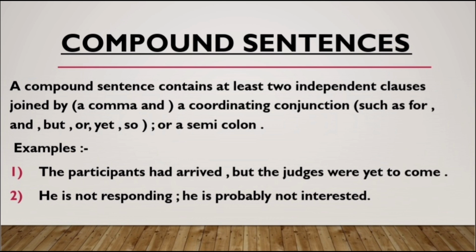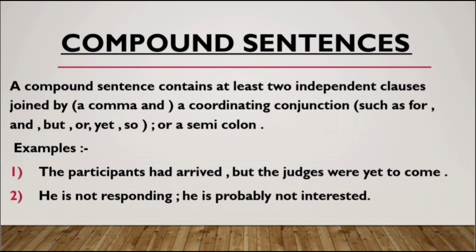So basically a compound sentence joins two independent clauses, right, and there should be a comma in between and also a coordinating conjunction, for, and, but, or, yet, so, any one of it, or it could also be joined by a semicolon. Have a look at these examples here.